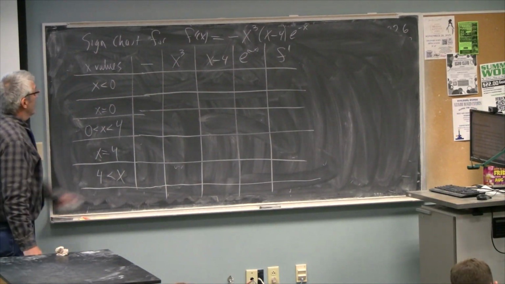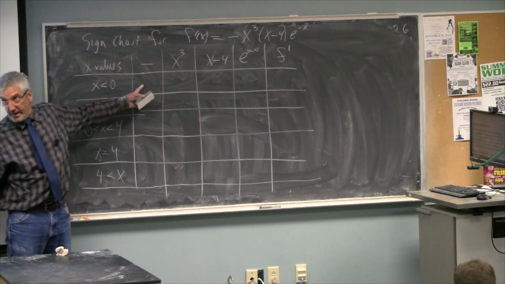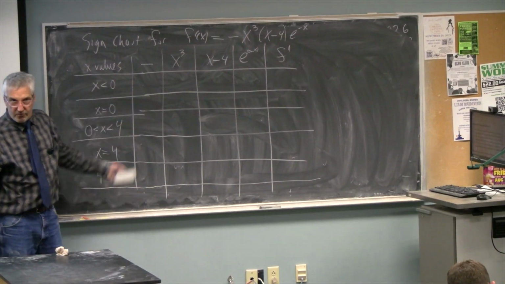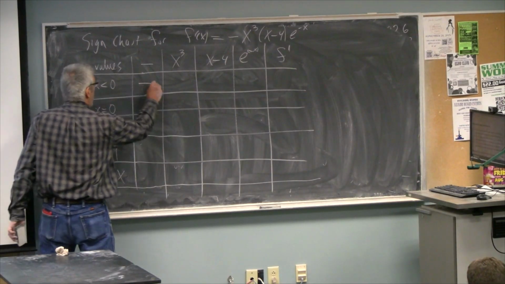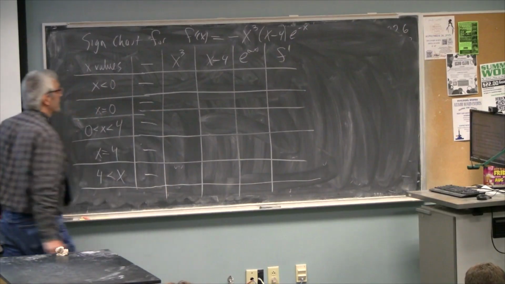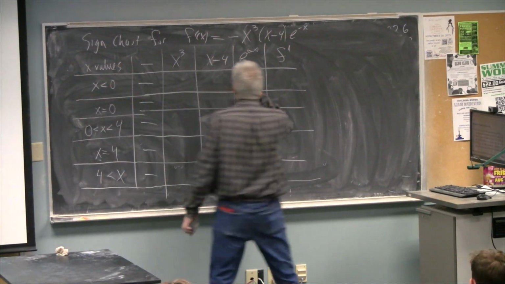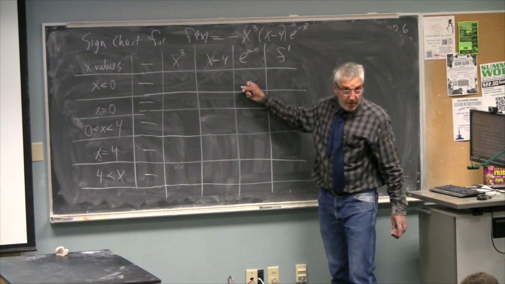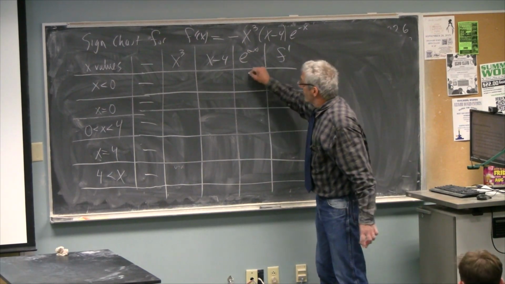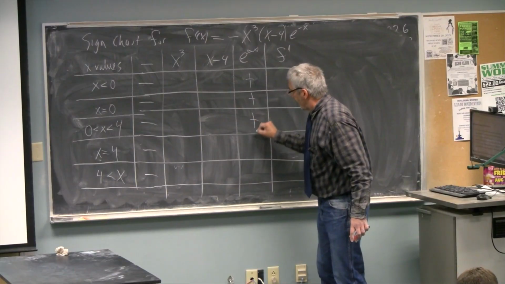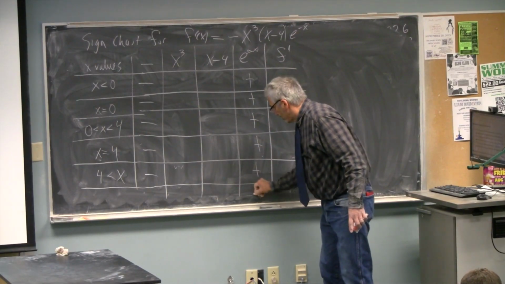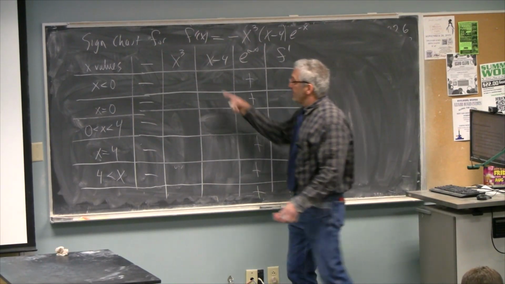Okay, this column's easy. There's a minus sign out front. It's always minus. It's just chilling out front. So minus, minus, minus, minus, minus. And we've just discussed this column. E to anything is always positive, greater than 0. So there's pluses in all of these cells. But what about these factors?